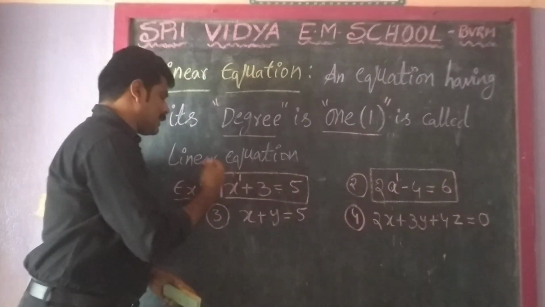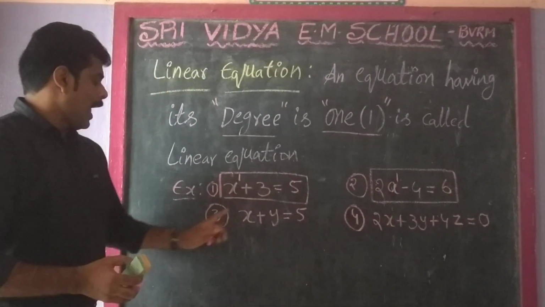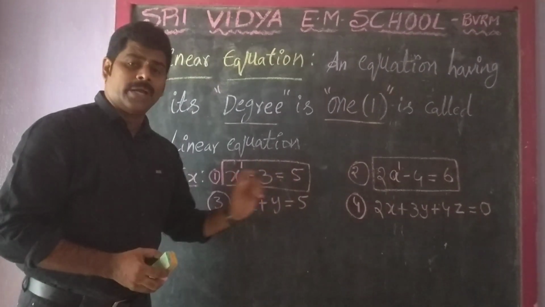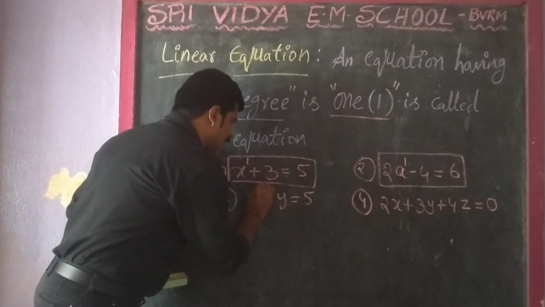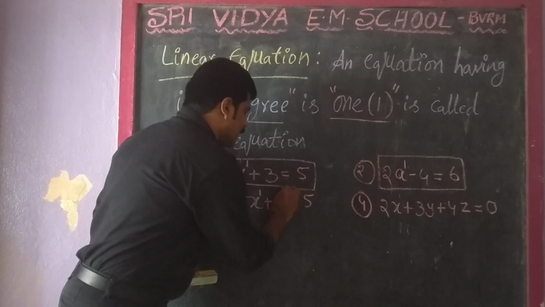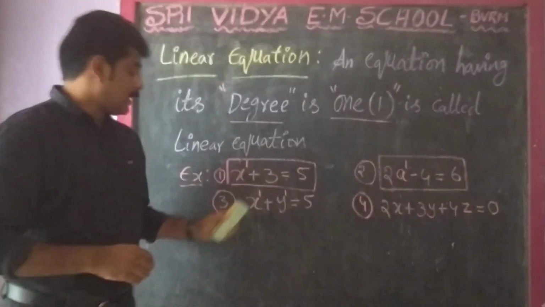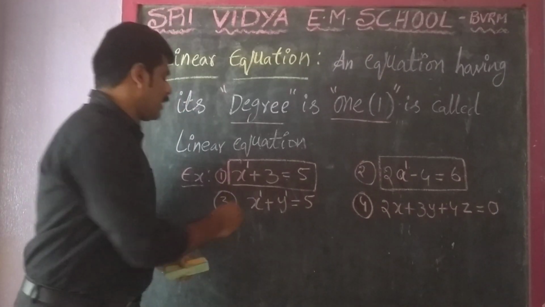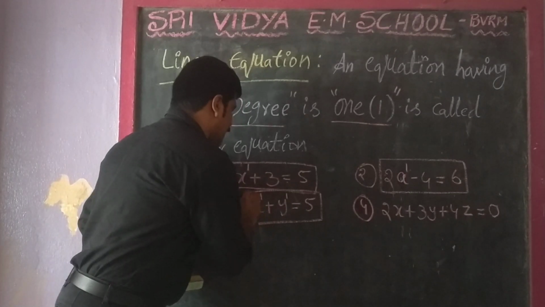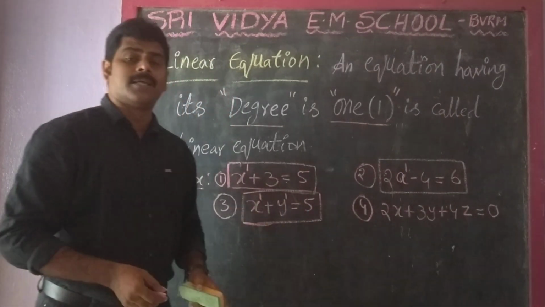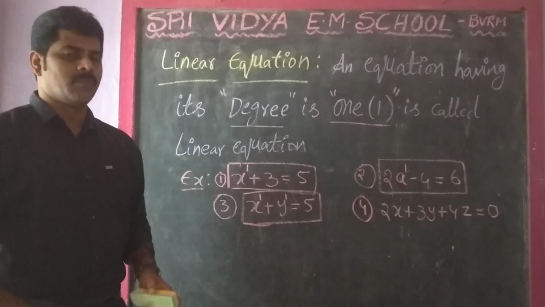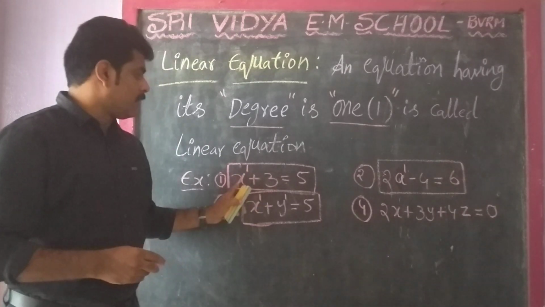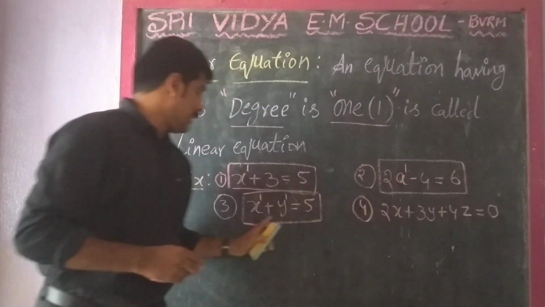Then comes another example. In the third example, x plus y is equal to 5. In this one, the degree of x is 1 and the degree of y is 1. The exponent of x is 1 and of y is 1. Then the degree is 1, so it is a linear equation. Here there are two variables, x and y. Here one variable, here also one variable, but here two variables.